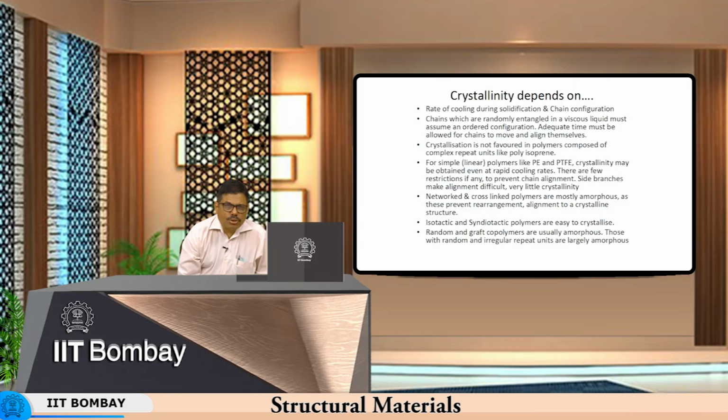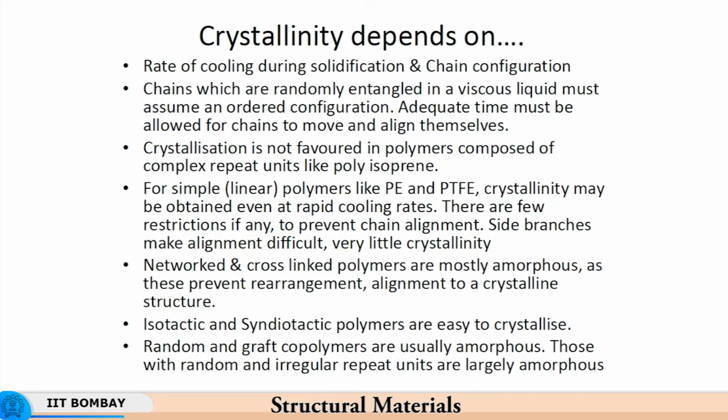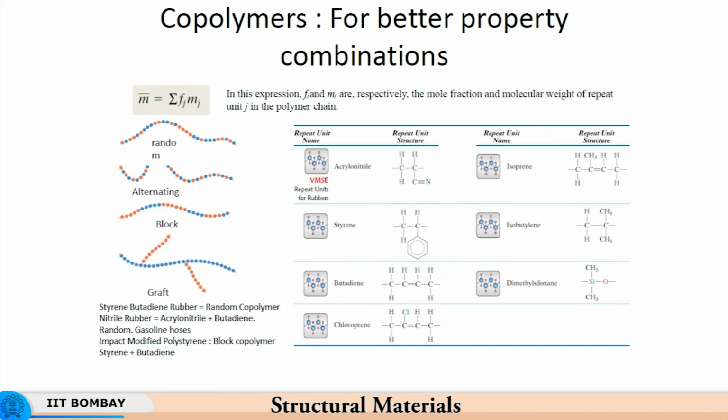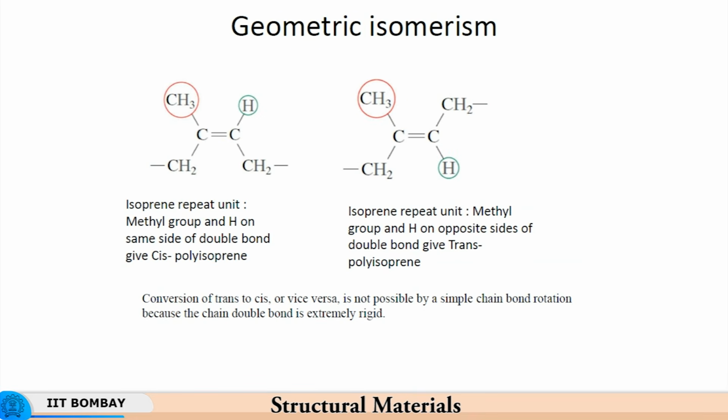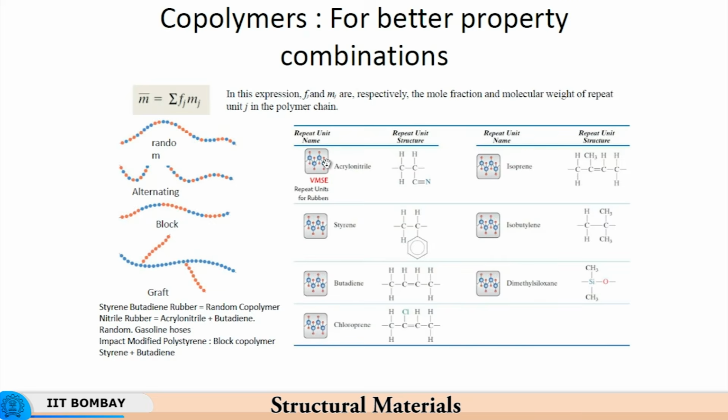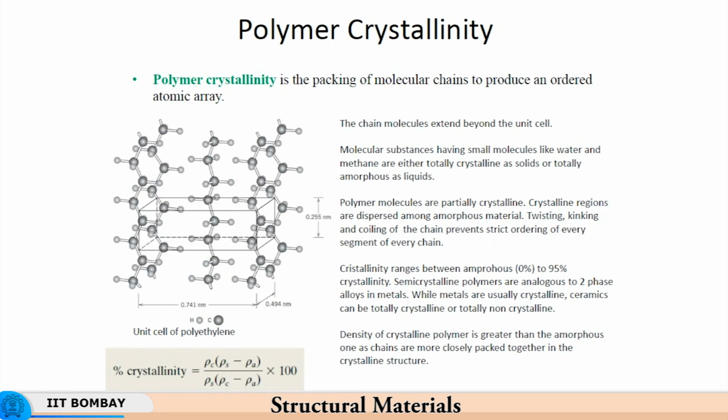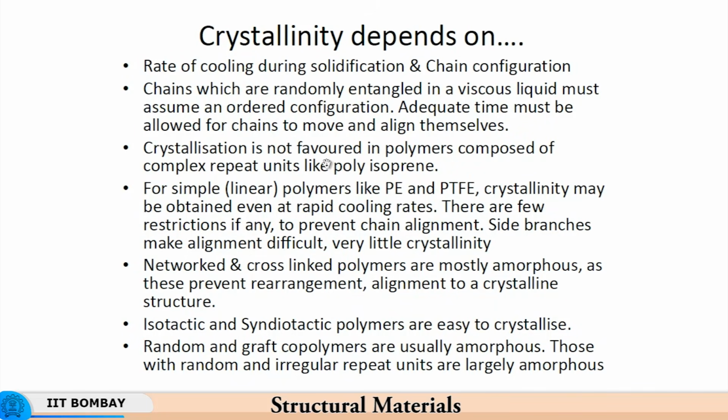Now crystallinity is also not favored in polymers composed of complex repeat units like polyisoprene. We saw the polyisoprene structure earlier, somewhere here. So this is a repeat unit, and with such repeat units, even if you have multiple chains and they align themselves, it is difficult to create a crystalline structure, right? It is very difficult to create a crystalline structure. Simple linear polymers like PE and PTFE, you can get crystallinity.